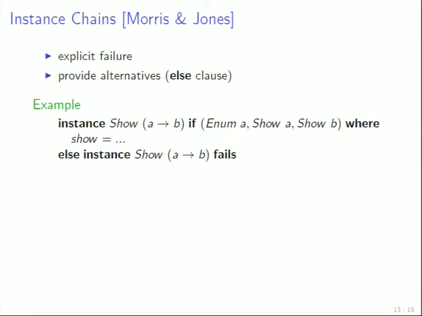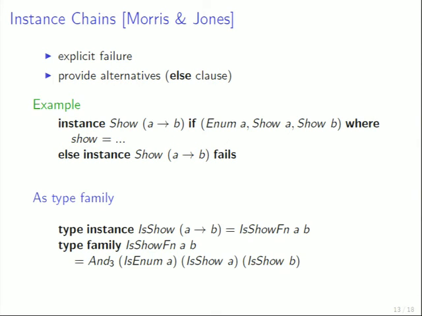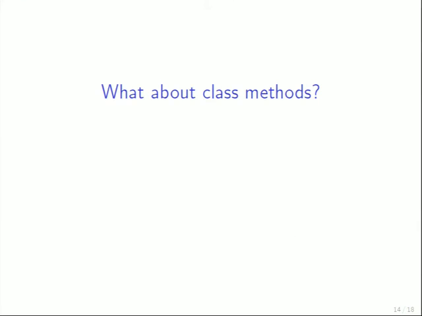We can have arbitrarily deep chains of this, and we can encode this as type families again, where we have this explicit check. So we have this type family which explicitly checks whether the first one is an Enum, this one is a Show, and this one is a Show, and then takes the conjunction of this. This can be generalized to deeper chains. But yeah, I've been ignoring the whole point about classes to begin with, right?